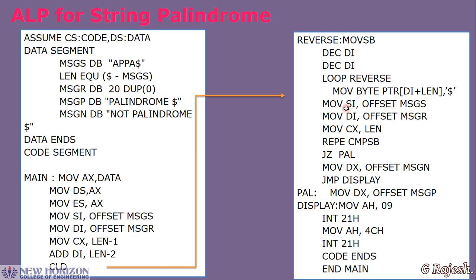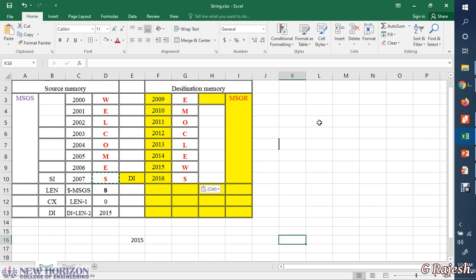Next, move SI offset MSGS, so we are going to the starting location. Move DI comma offset MSGR. Move CX comma len. So first we operate this condition. Now we have resumed here, right?